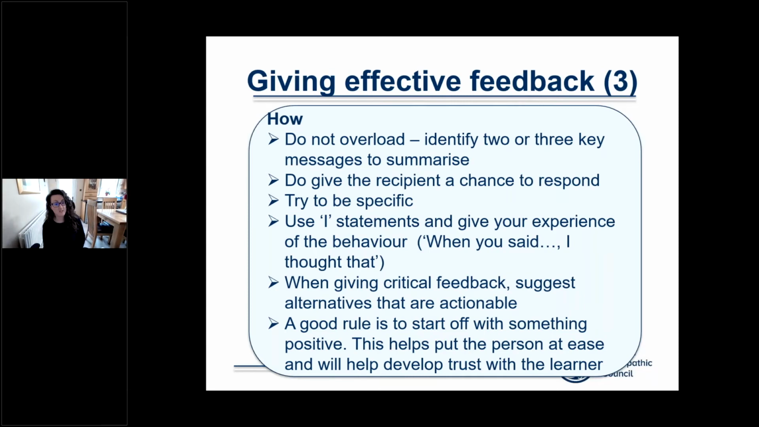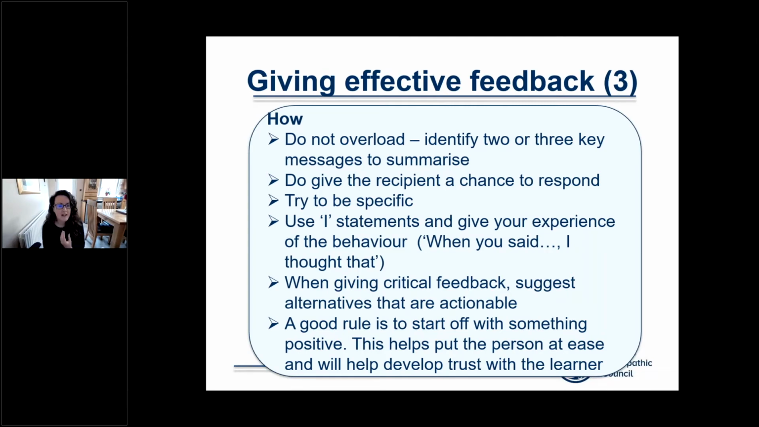Again, try to be specific. Use I statements and give your experience of the behavior. And when you're giving feedback on a scenario that hasn't gone well, suggest alternatives. Just don't give this feedback and not follow it up. Offer practical things that your colleague can action. And this is a good rule in life generally.